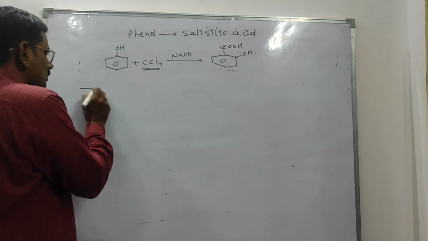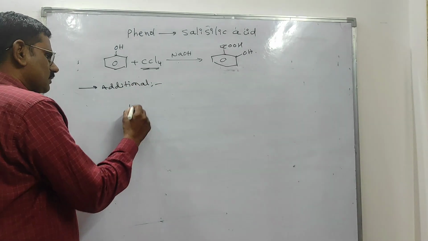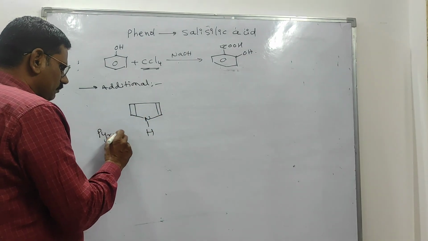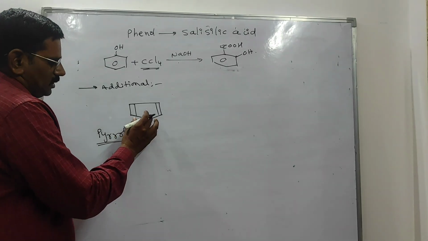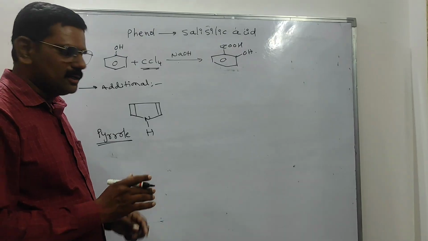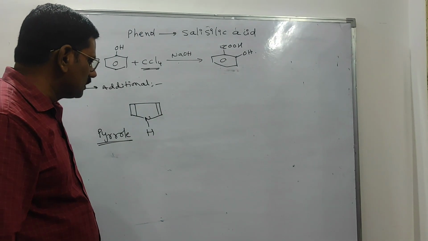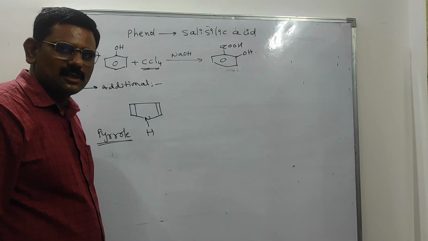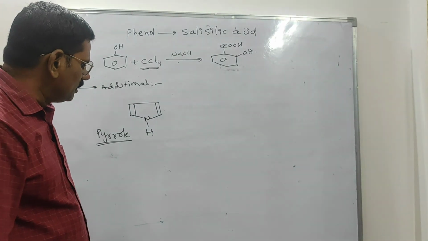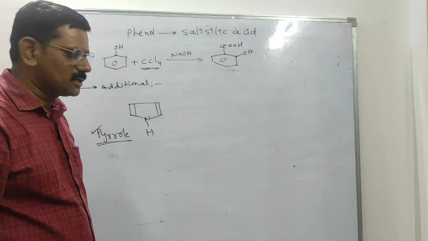And an additional piece of information I want to give. Did you identify this compound? It is called pyrrole. Pyrrole is a heterocyclic compound. What is the meaning of heterocyclic compound? Homocyclic means all the ring atoms are carbon atoms. But a heterocyclic ring has, in addition to carbon atoms in the ring, the presence of nitrogen, oxygen or sulfur. If nitrogen is present, that is called pyrrole. Pyrrole is a 5-membered heterocyclic compound.